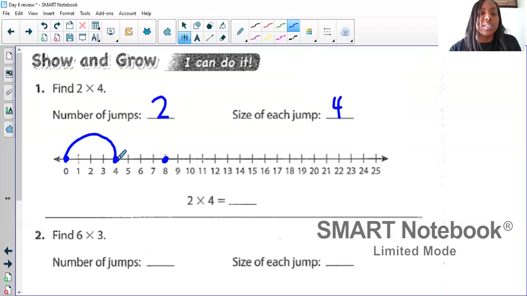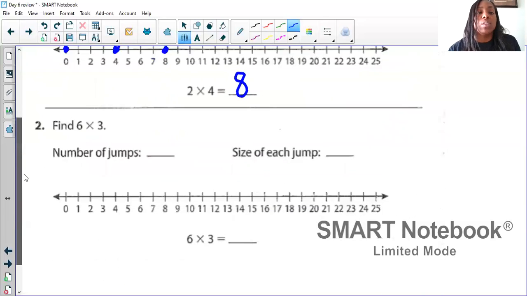So where did I just land? That's exactly right. I land at the 8. So that means 2 times 4 equals 8. Very good. So our number of jumps were 2 and the size of each jump was 4.